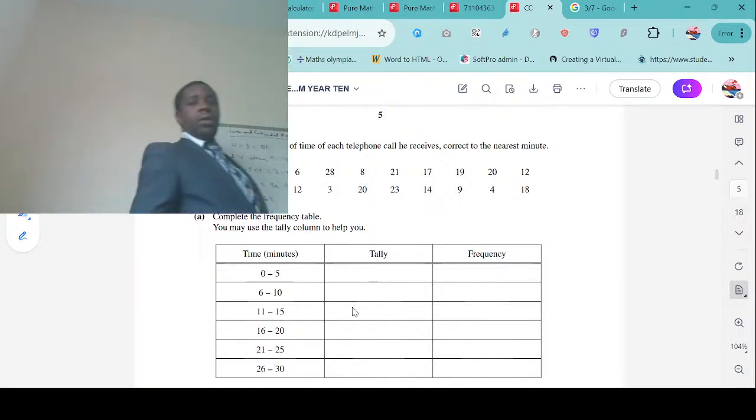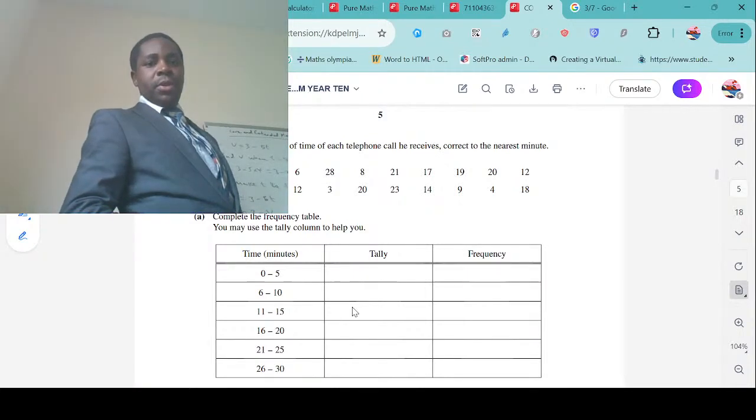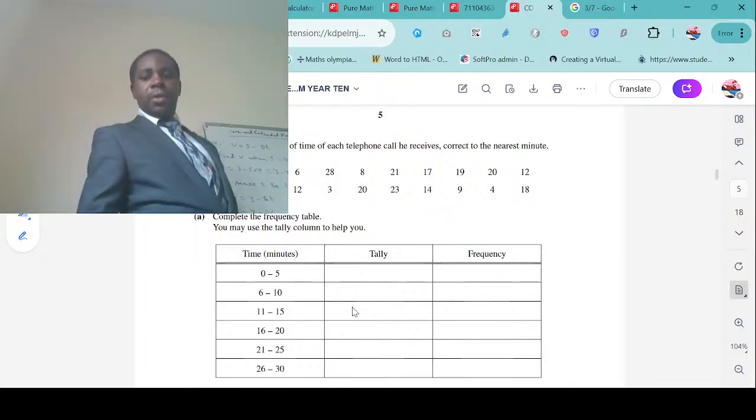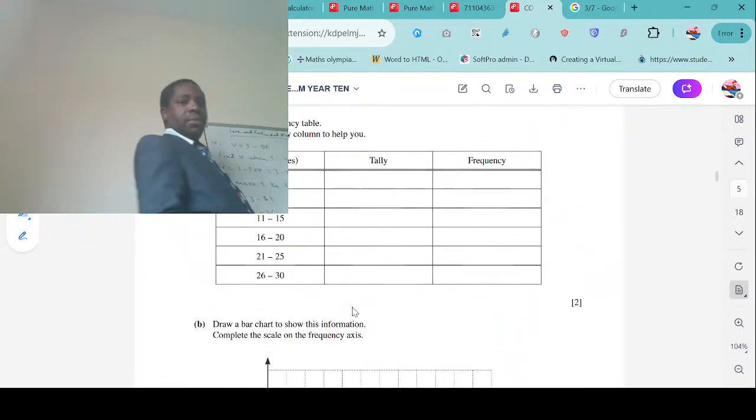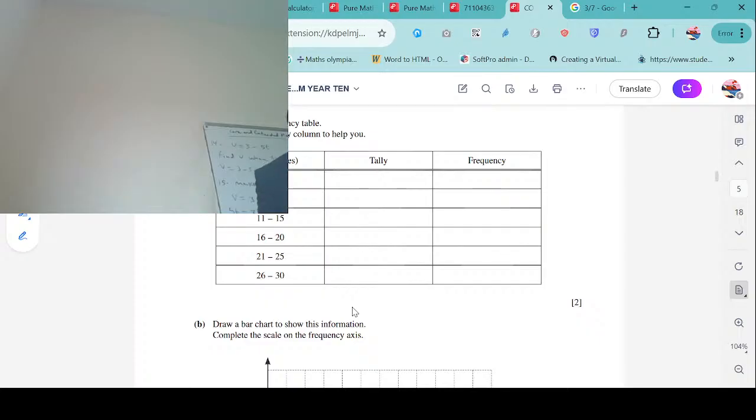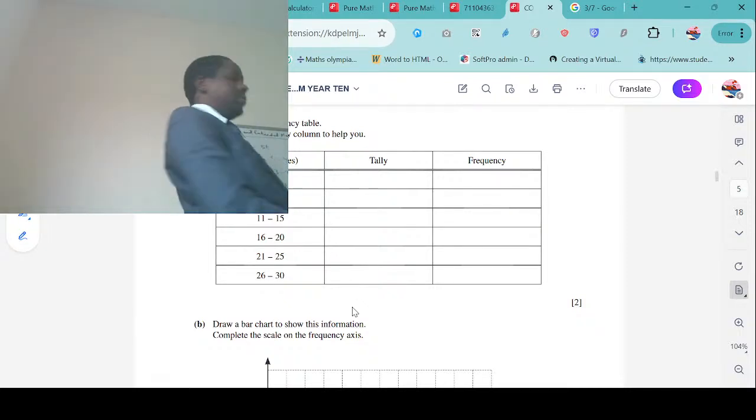Okay, so now we are asked to complete the frequency table. You will use the tally to help you. So here is the frequency table. You have the time in minutes, then your tally, then you have frequency. This problem demands you to be very careful.